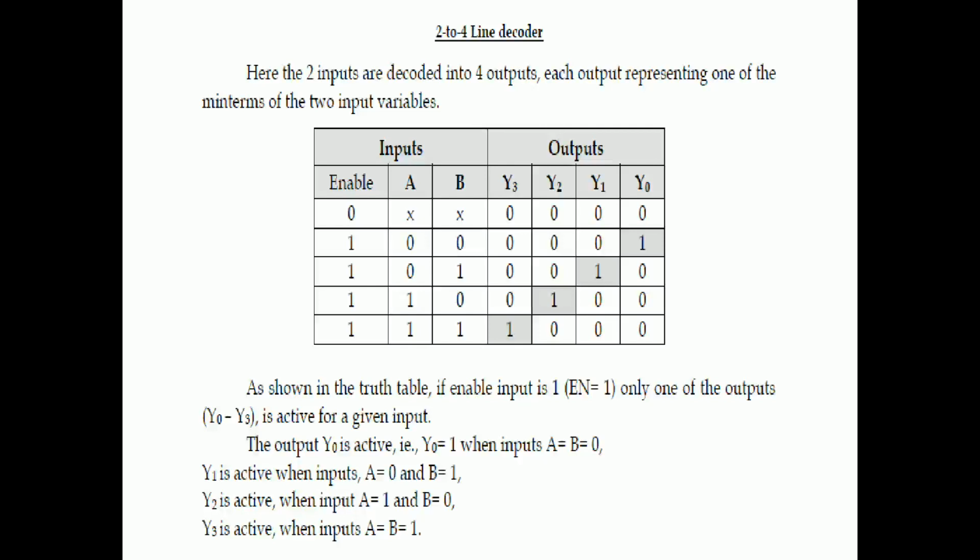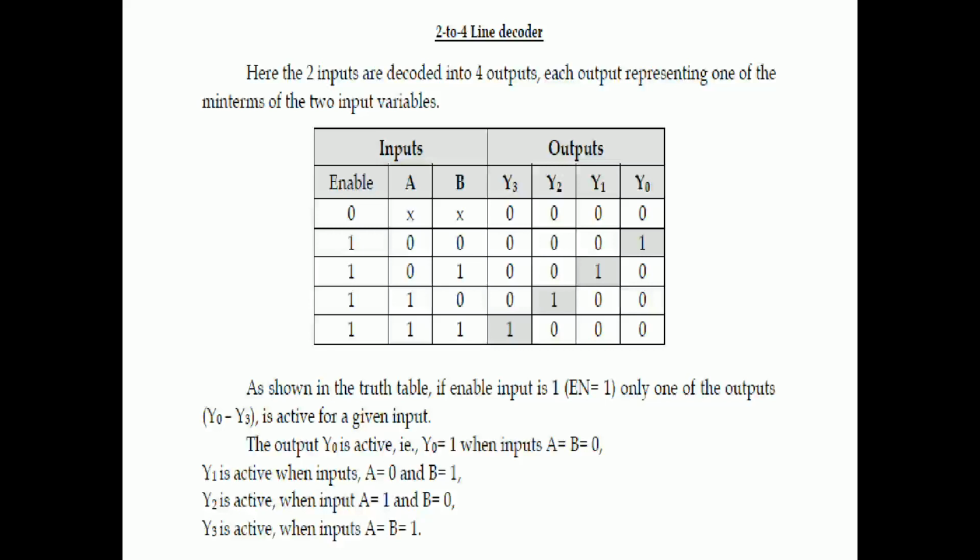So as you can notice in the truth table, we have first enable 0. Means what? If enable is not given, definitely we are not going to get any of the outputs. If enable is 1, what happens? Combinations now. Two inputs, four combinations. 0 0 means what? Y0 will be activated. So put 1 under Y0. Rest all will be 0, 0, 0.